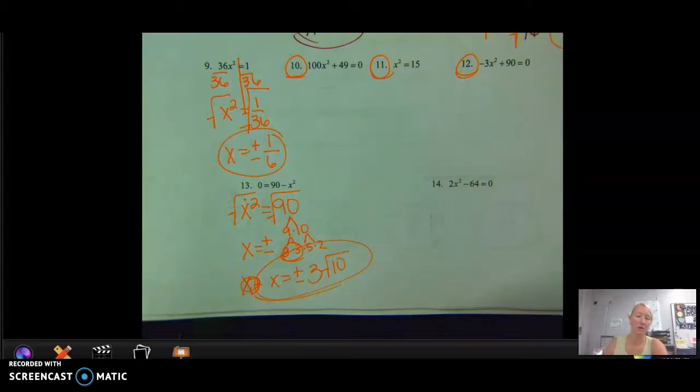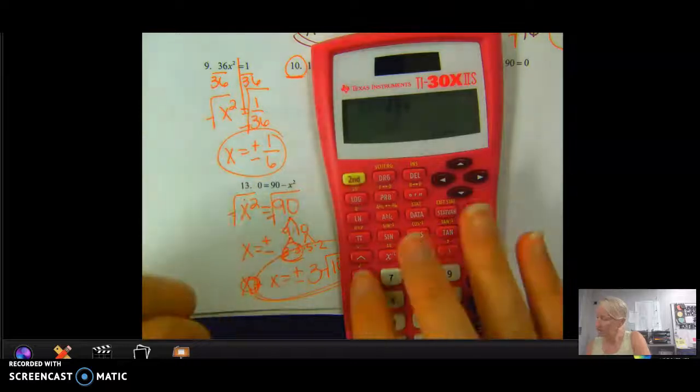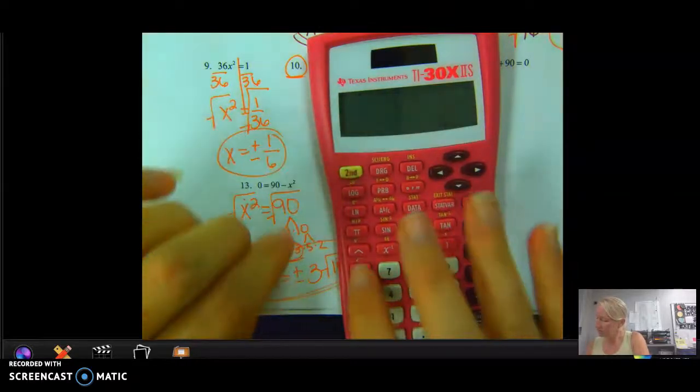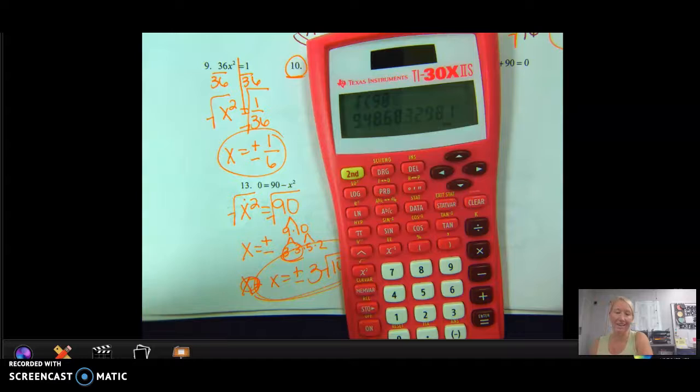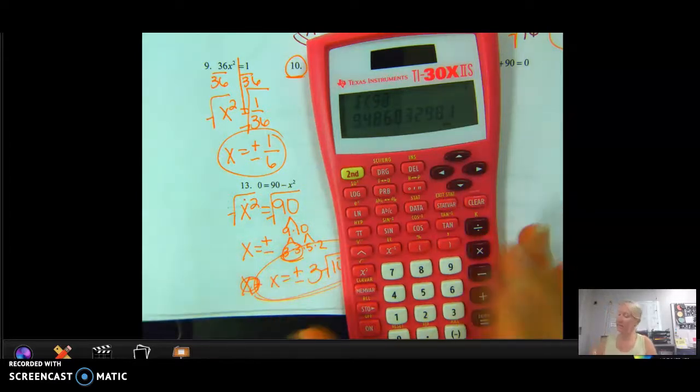Read your Schoology prompts. See if it wants a decimal answer. If it wanted a decimal answer, I would have done second square root of 90, and I get 9.48. If it wants it to the nearest tenth, it would be 9.5. Nearest hundredth, it would be 9.49, and it's positive and negative of that answer.